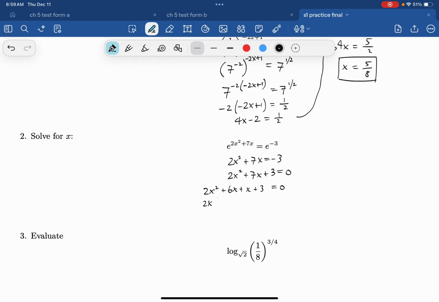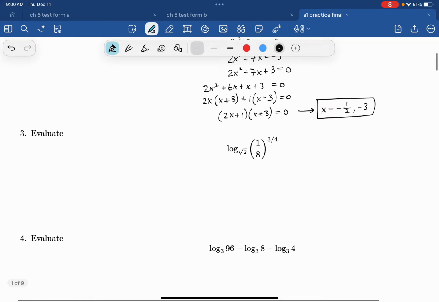So the first two terms factor as 2x times x plus 3, and the second two terms factor as a 1 times x plus 3. And then we factor once again by taking out that x plus 3 term. So this becomes 2x plus 1 times x plus 3 equals 0. And so our answers are going to be x equals -1/2 and -3. Okay, no extraneous solutions here because we have an exponential function which takes all values of x, so there are no issues with negative numbers.